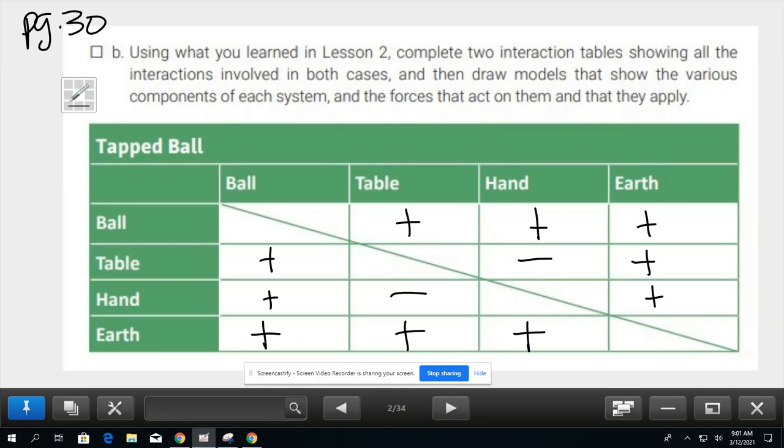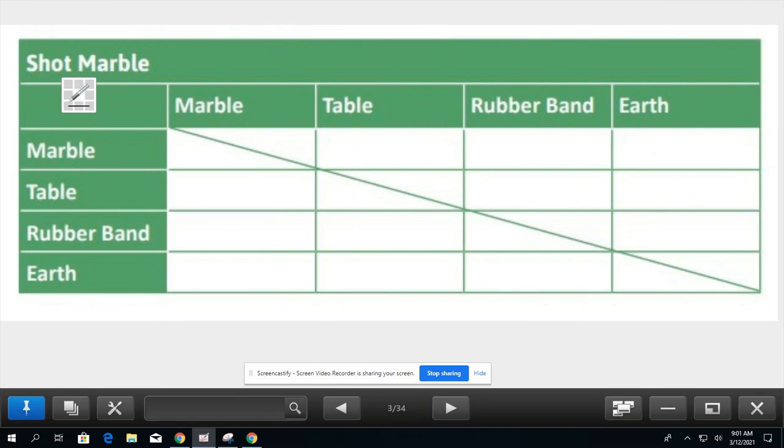I want you to complete the marble table on your own. Practice the marble table. If you need to rewind the video so that you can revisit, do so. Think, is the marble interacting with the table? Is the marble in contact with the rubber band? Is the marble being influenced by the earth? Use pluses if they are in contact or they are influenced by each other. Pause the video to complete the table.